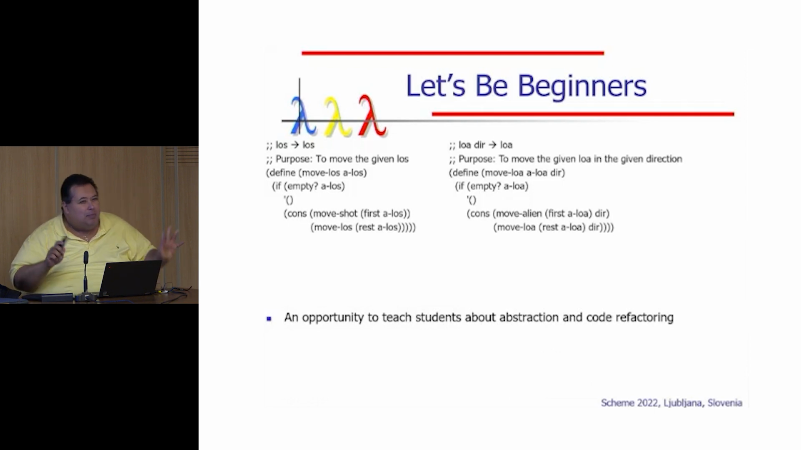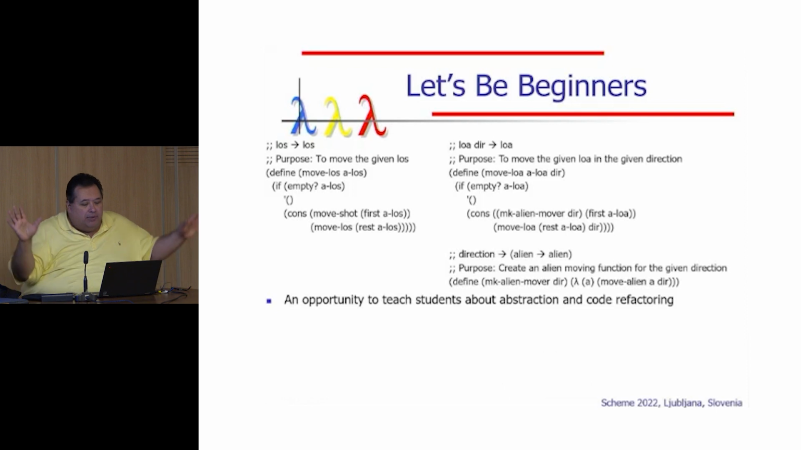And if you think about it for a little bit, you say, well, I'm moving every alien in the same direction. So why don't I just compute a function to move an alien in that direction and then apply that function to the argument, to the first of the list. Okay, so let's do that. So there it is. Here's your make alien moving function. It returns a function, takes as input an alien, and moves it in the given direction. And now you can refactor the original function and use that there.